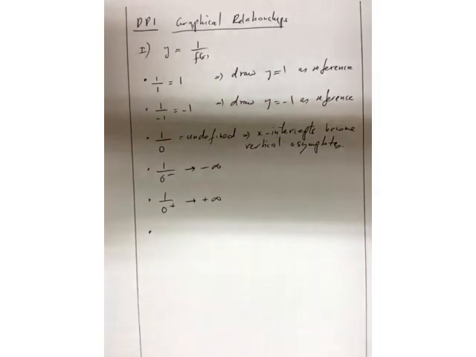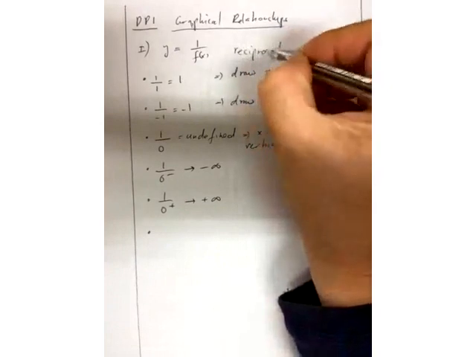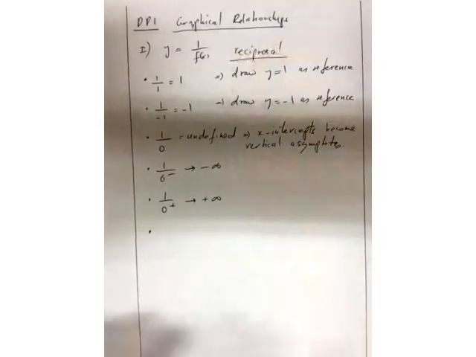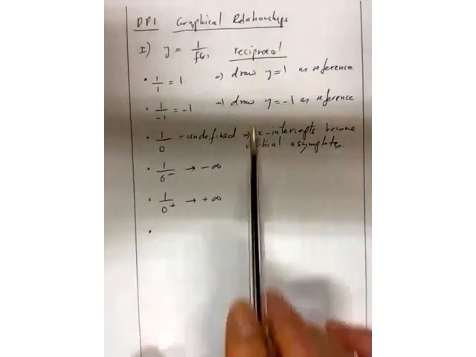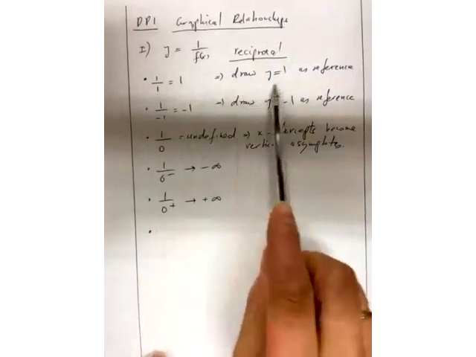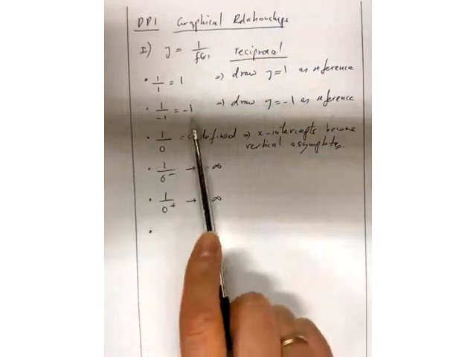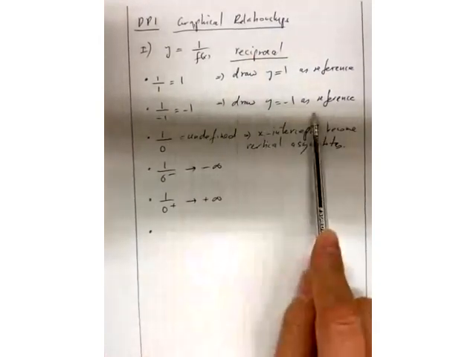Okay. The first case we look at in graphical relationships is called a reciprocal. Reciprocal graphs are very straightforward. You need to know the following simple properties: 1 divided by 1 is 1, so you draw the line y equals 1 as a reference. 1 over minus 1 is minus 1, so you draw y equals minus 1 as a reference.